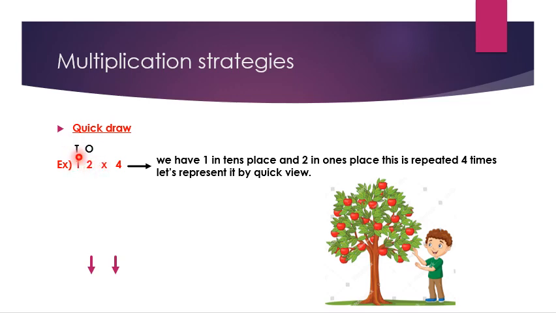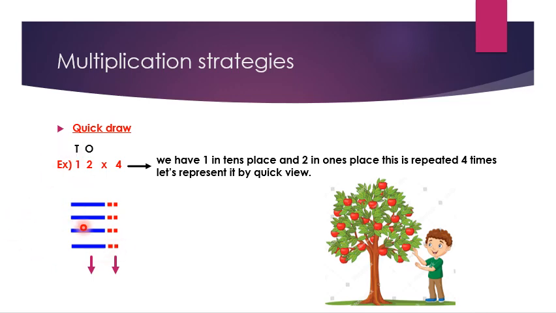So I have 1 on the tens place, and I have 2 on the ones place, and repeated how many times? Repeated 4 times. So I have 1 on the tens and 2 on the ones. This is the first time. Another 1 on the tens, 2 on the ones, second time. 1 on the tens, 2 on the ones, third time. 1 on the tens, 2 on the ones, fourth time.